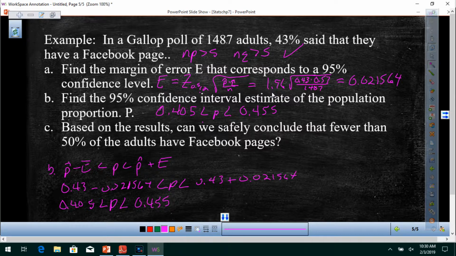What about C here? Based on the results, can we safely conclude that fewer than 50% of the adults have Facebook pages? And I would say, based on the confidence interval we obtained, it does appear that fewer than 50% of adults have a Facebook page because the interval of values from 0.405 to 0.455 are less than 0.5. Okay, not too shabby.